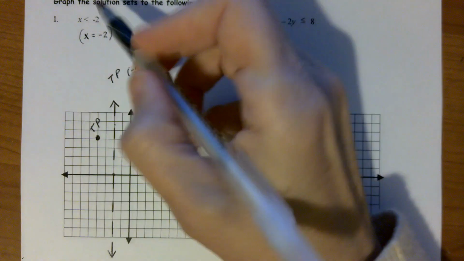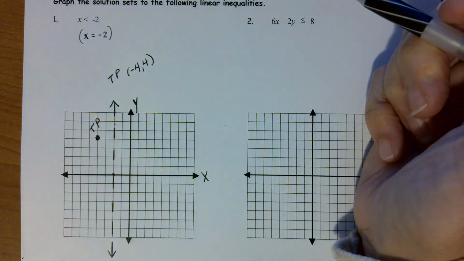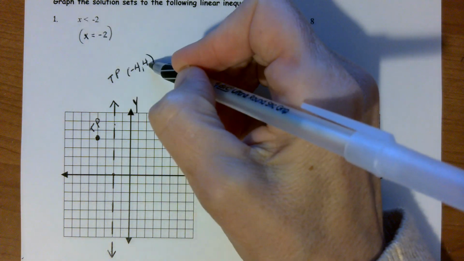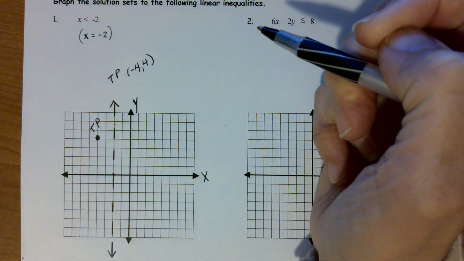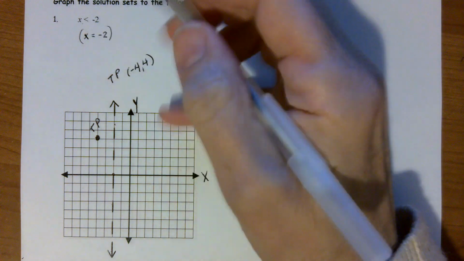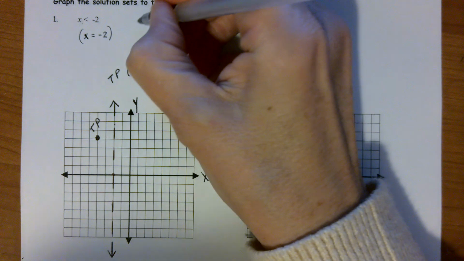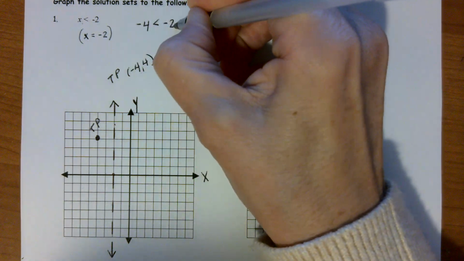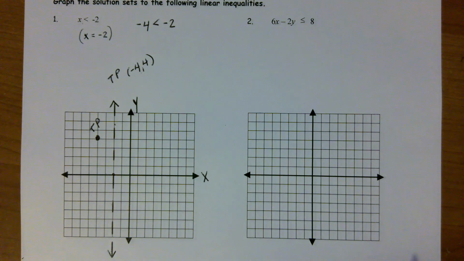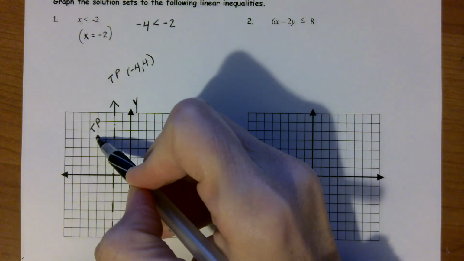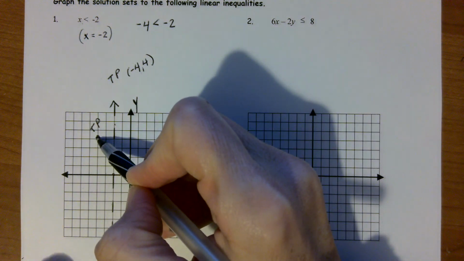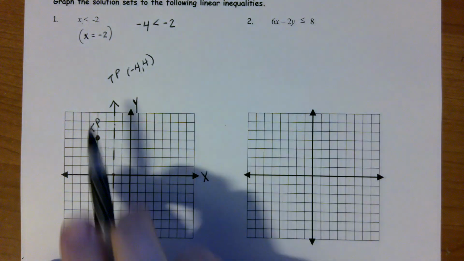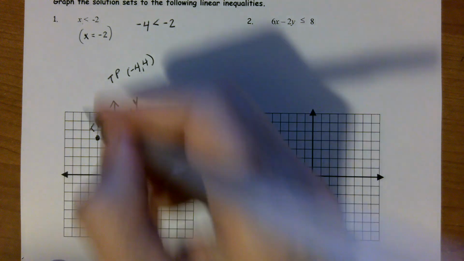I'm going to go back to my original inequality, and I'm going to replace any of the variables with the value of my testing point. Since I only have x here, I look at my x value, -4. Is it true that -4 is less than -2? That is true, which means this is a true solution, which means all the other points that would make this true fall on the left side of the boundary line.